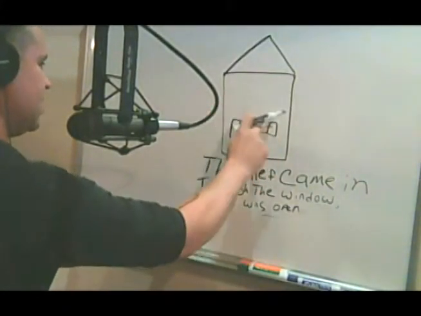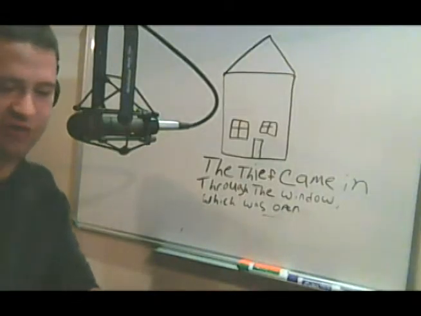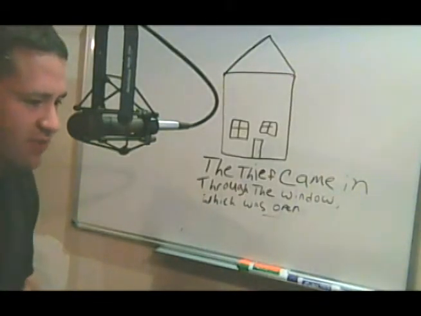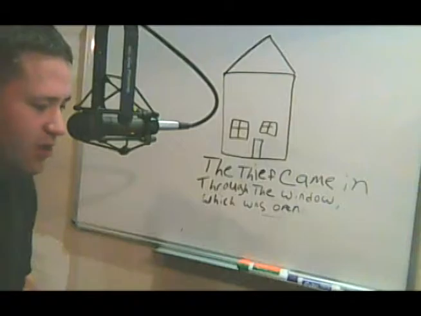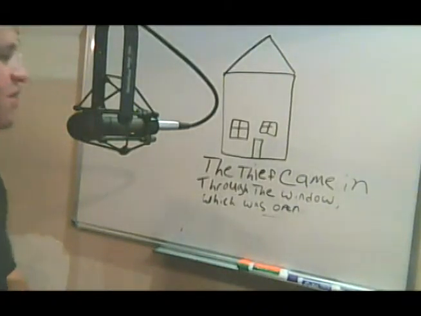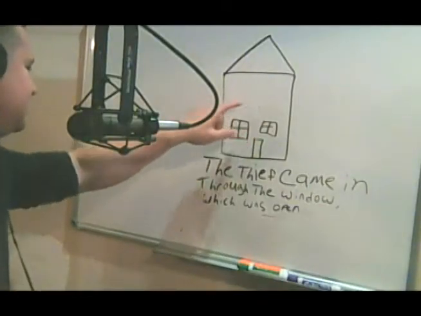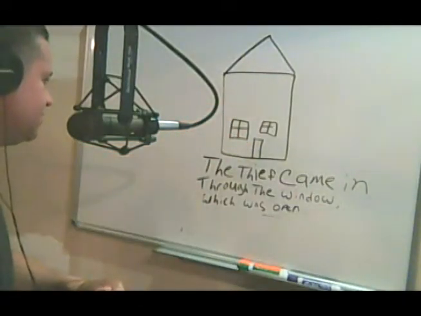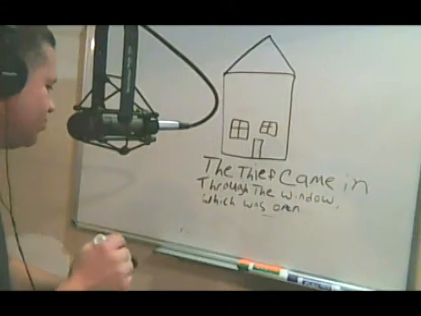Okay? The thief could come in through either window, couldn't he? If I've got two windows. Yeah. Well, depending on which one's open. Correct. But if I tell you, the thief came in through the window which was open.